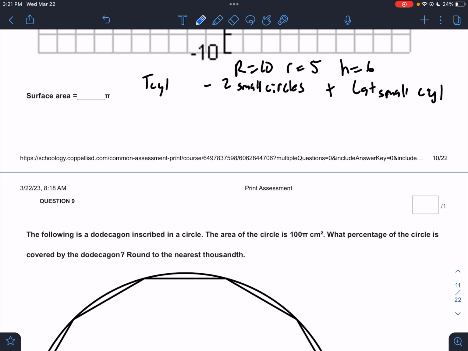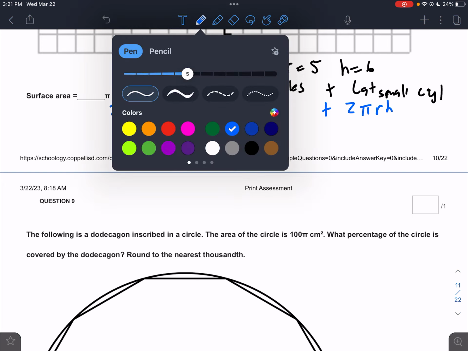So the total of the big cylinder would be 2 pi big RH plus 2 pi big R squared. Minus the 2 small circles would be 2 pi little r squared. Add on the lateral of the inside would be 2 pi little r h. And now we just plug in.